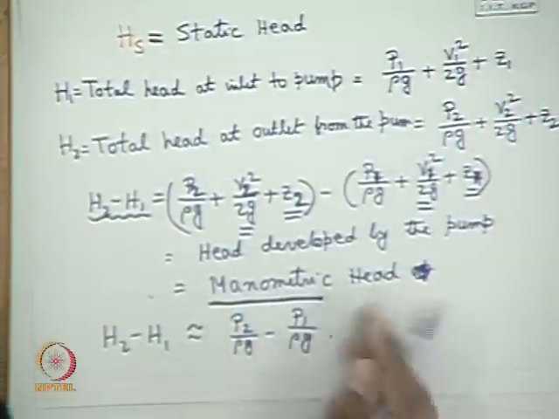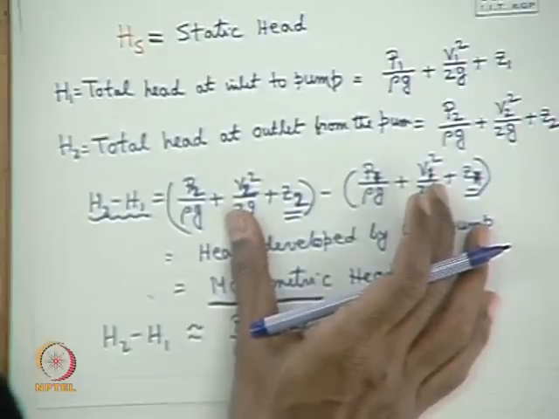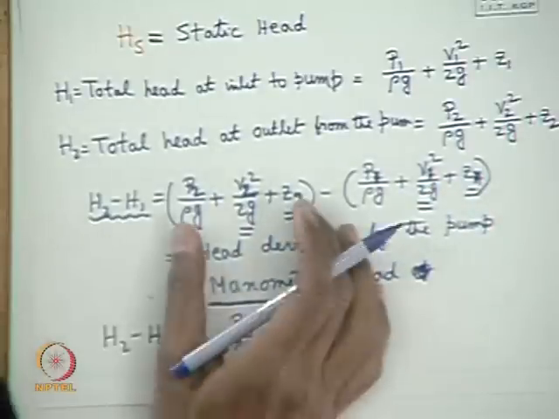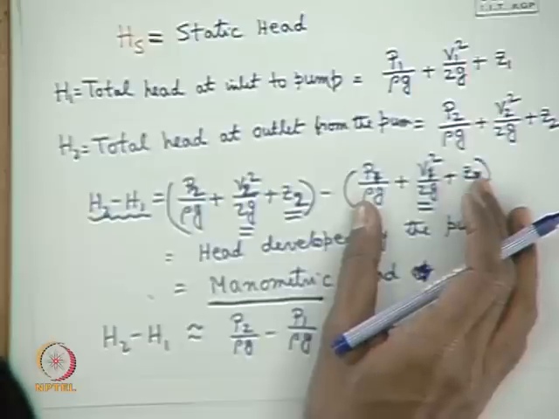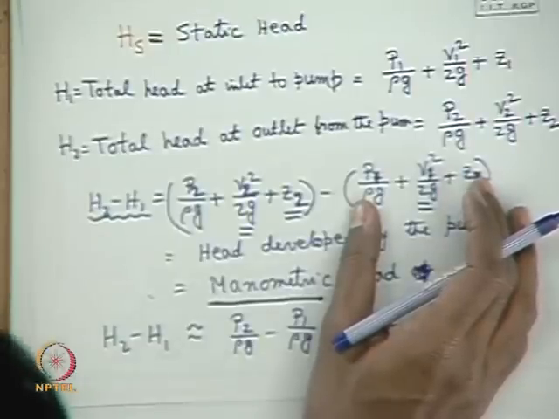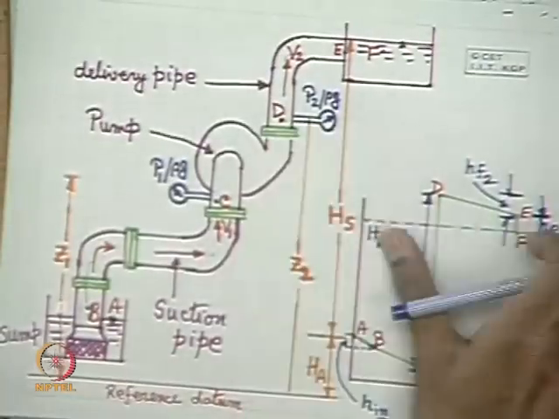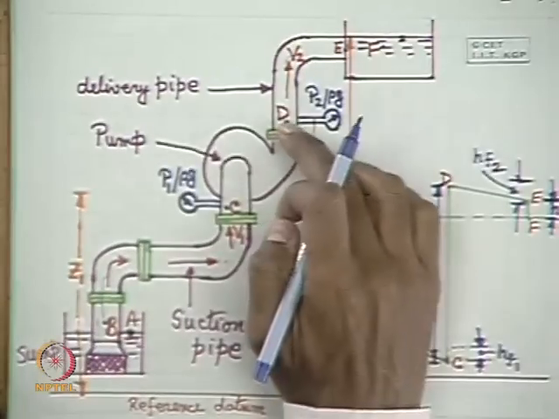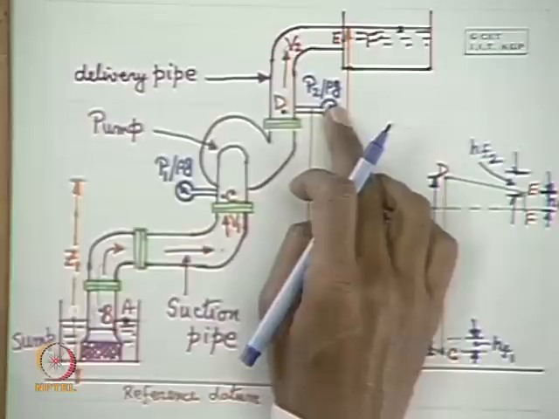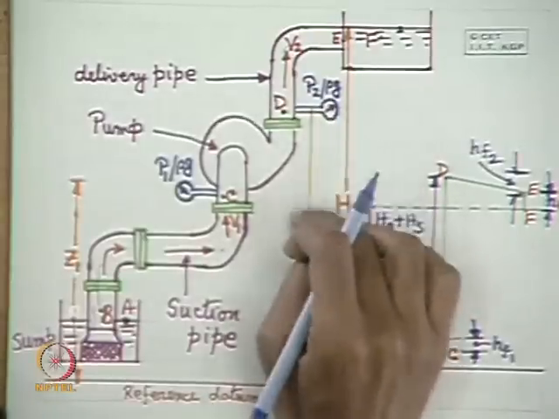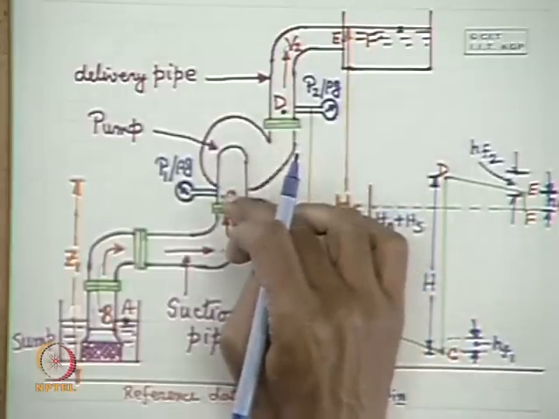Now, the word manometric head comes from the fact that if you neglect the change in kinetic energies, then the head developed is simply given by the difference in piezometric head. That means P2 by rho g plus Z2 minus P1 by rho g plus Z1, even if we do not neglect the elevation head. Now, this difference in piezometric head across the pump, between points D and C, can be registered if a manometer is attached to these points, because a manometer reads the difference in piezometric head. The manometer deflection straightforwardly gives the difference in piezometric head, not the pressure head only.